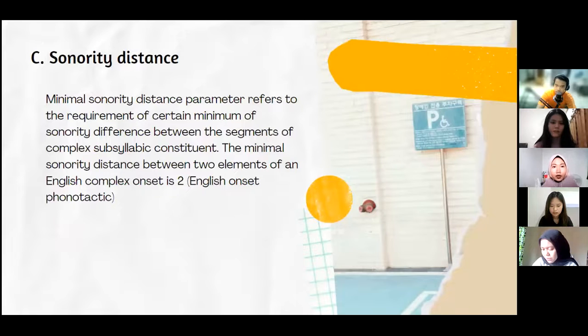The last one is sonority distance. The minimal sonority distance parameter refers to the requirement of a certain minimum of sonority difference between the segments of a complex syllabic constituent, and the minimal sonority distance between two elements of an English complex onset.